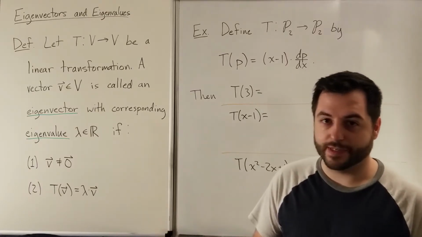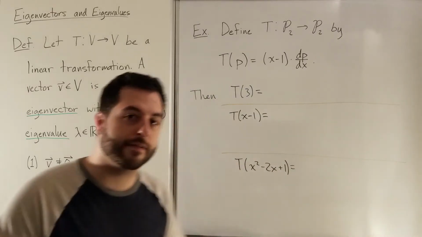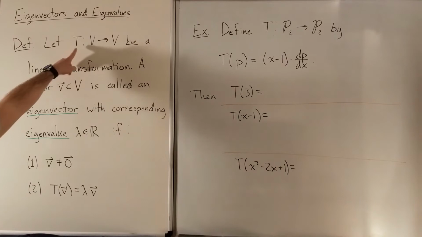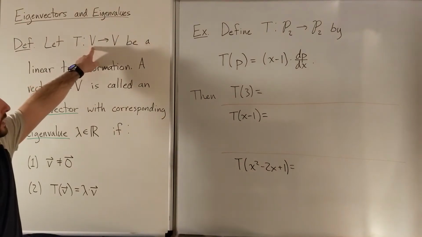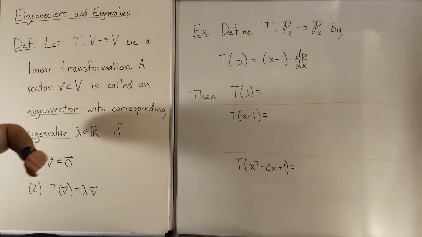Hello, in this video we're going to be talking about eigenvectors and eigenvalues. So to start out with, we have a definition. T here is a linear transformation between V and V. So these two have to be the same in order for this definition to make sense.